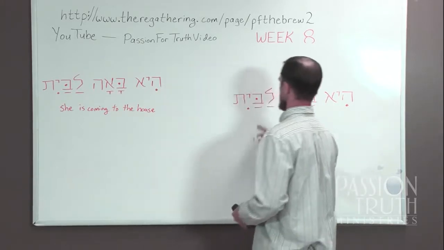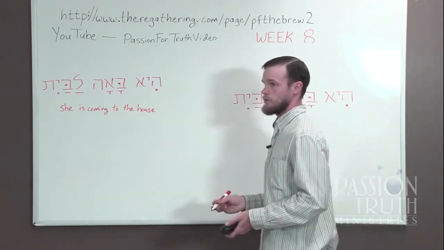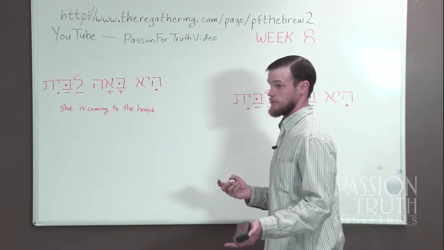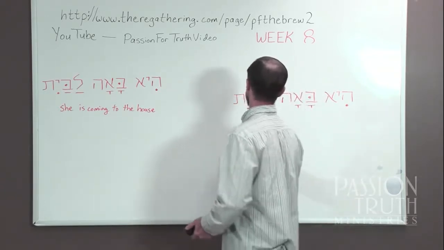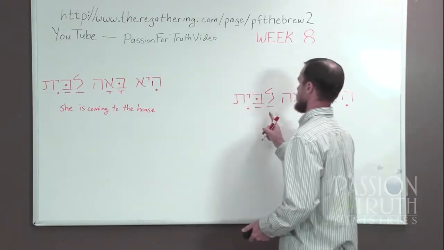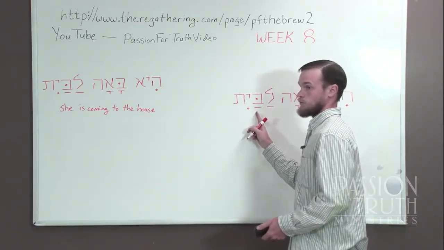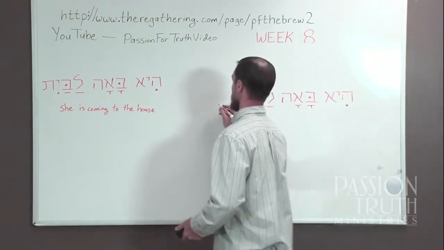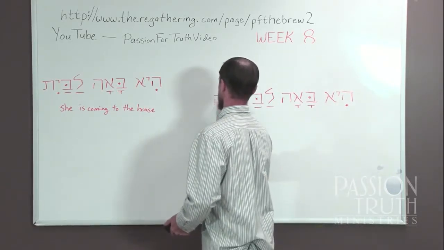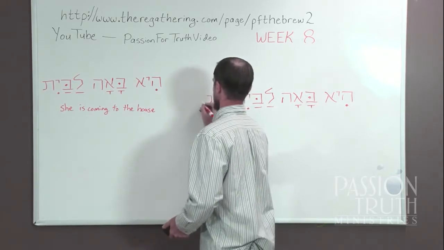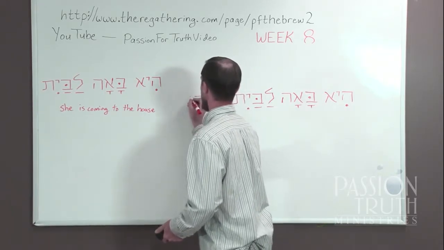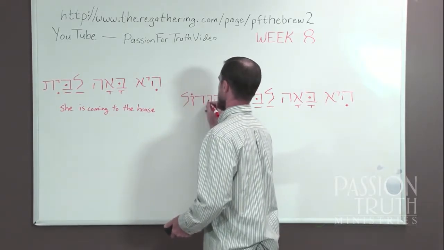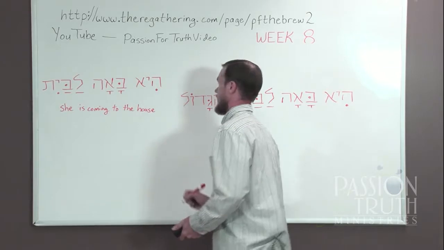Okay, but we want a big house, so gadol is big. Okay, bayit is masculine and singular, and gadol is masculine and singular form. However, we do need to remember this is a definite article in front of house. She's coming to the house, to the big house, so we have to put the definite article in front of the adjective as well. So hi ba'a labayit hagadol. She is coming to the big house.